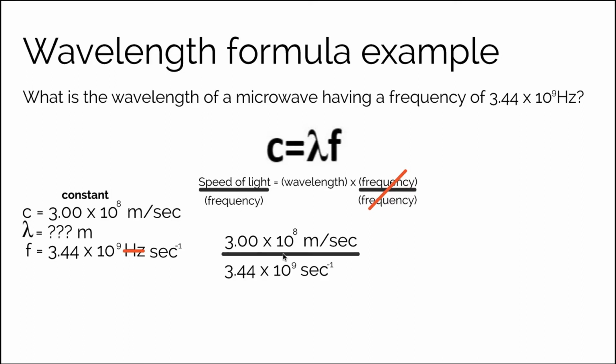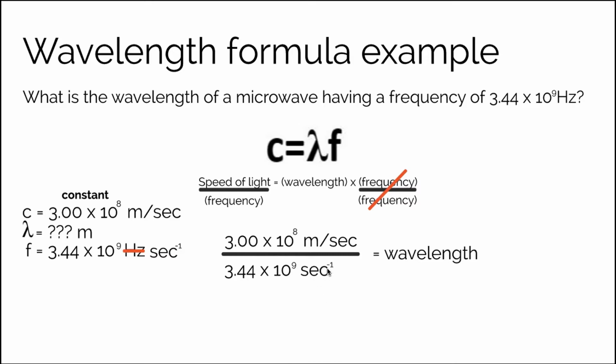So now we can just take the information that we know, the speed of light, 3.00 times 10 to the 8th power meters per second, divided by 3.44 times 10 to the 9th power seconds inverse is equal to our wavelength. Now, again, make sure that you are always looking for matching units to see what your final unit will be and if it's the one that you want.